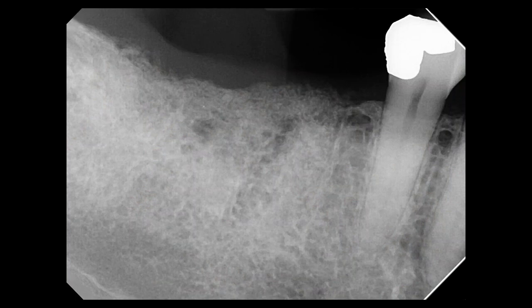Looking at the x-ray, we can see that the grafting has been positioned to the height. Actually, it's been a little overfilled, but we know we won't gain vertical height, but actually this will all turn over to the host bone.